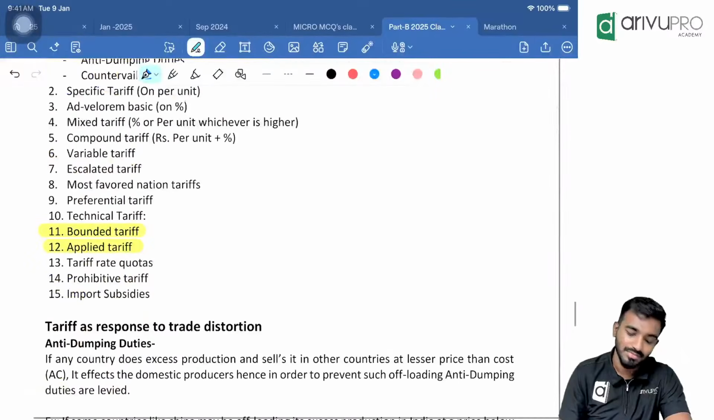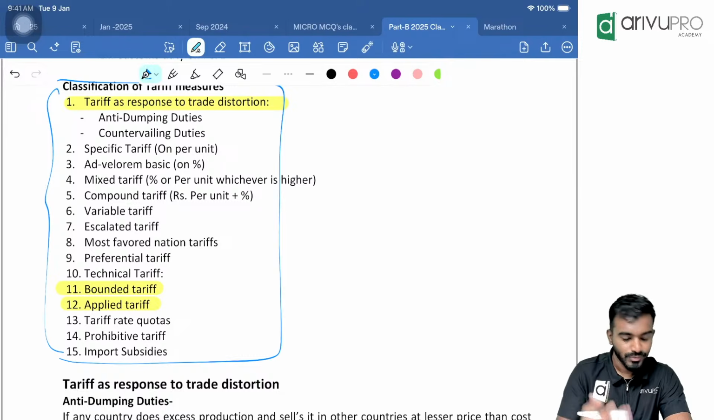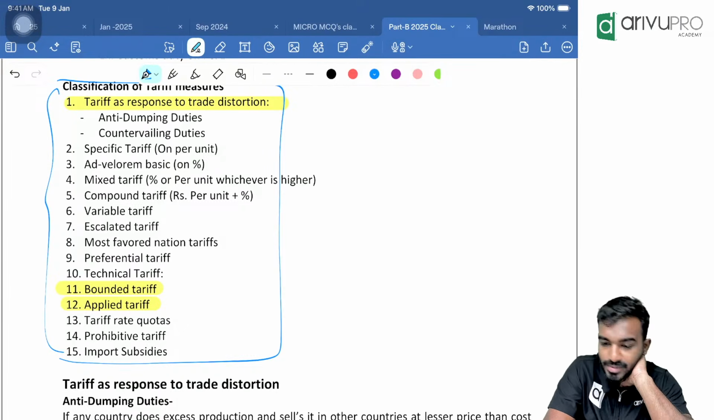These are the visible measures. In this, any question, anywhere it can be asked. All 15 types you have to remember.